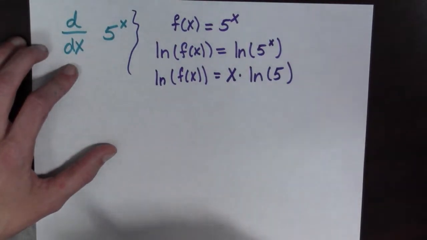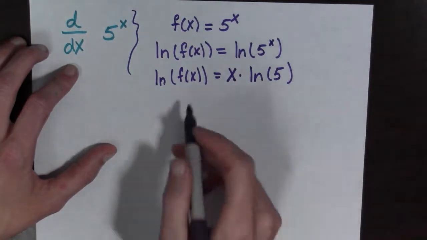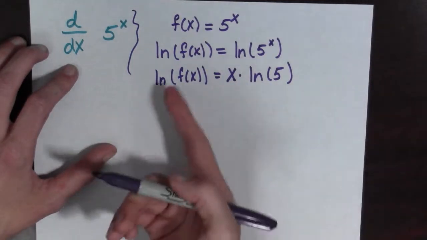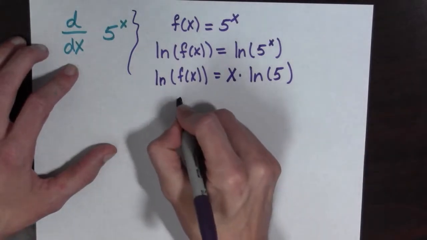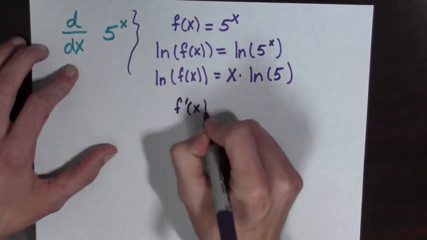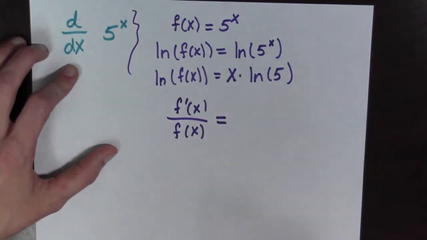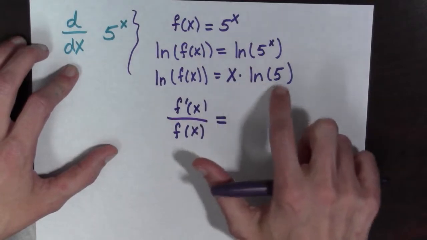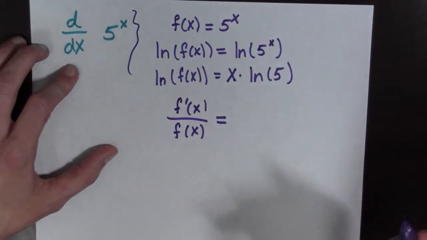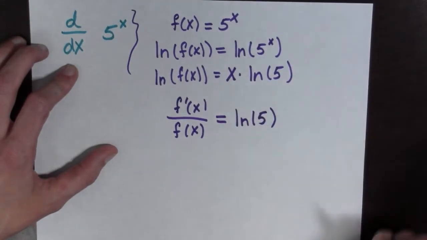So now what we're going to do is we're going to take the derivative of both sides. Using the chain rule and what we know about log, the derivative with respect to x of the left-hand side is going to be f prime of x all over f of x. Now this is equal to the right-hand side, but the right-hand side is considerably easier. What we have here is x times a constant, and we know that the derivative of x times a constant is just that constant, natural log of 5.